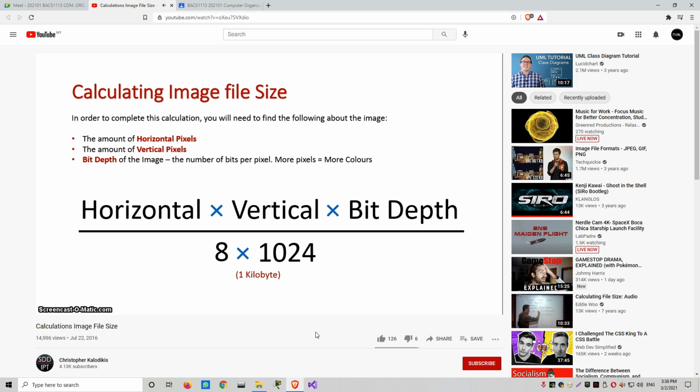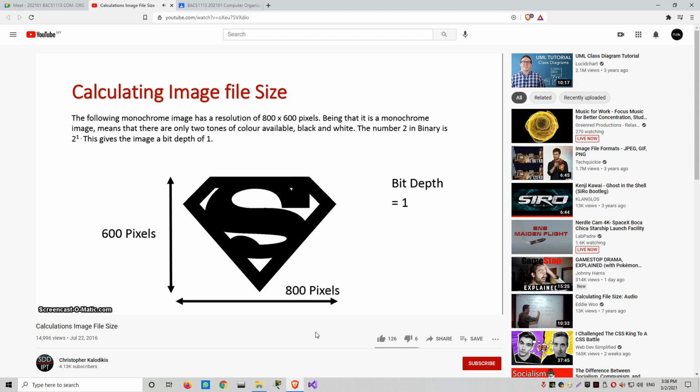So let's look at an example. Here we have a very famous symbol of a very great superhero. Its dimensions are 600 pixels by 800 pixels. That's pretty easy to figure out. It's the bit depth that can sometimes be quite difficult to understand. In this actual image, we've only got two colors. It's monochrome. It's completely black and white. So that gives us two colors.